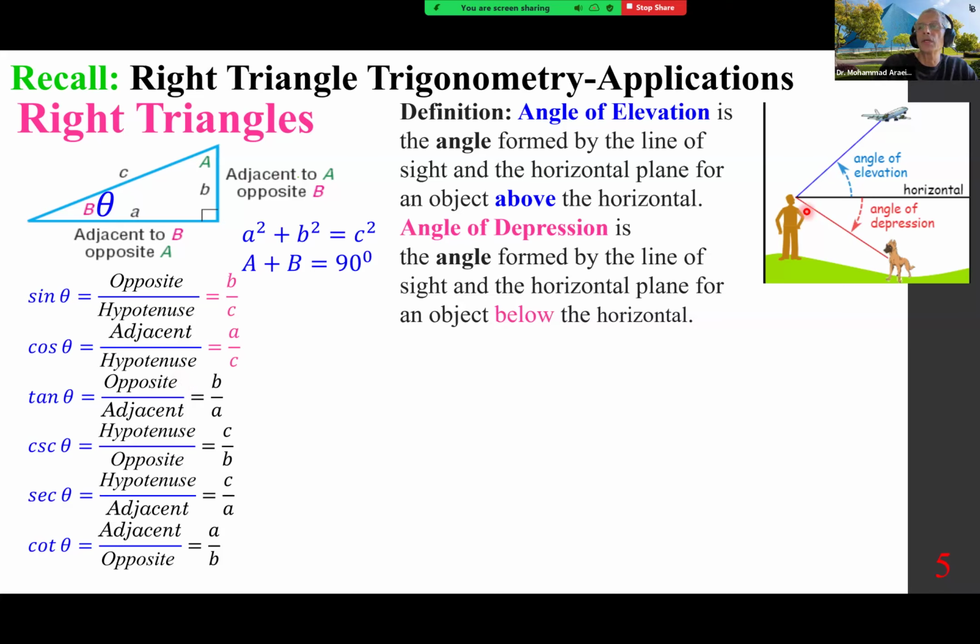Angle of elevation. You have a horizontal plane. If you look up, the angle it creates is angle of elevation. Looking down from here is the line of sight. Gives us angle of depression.